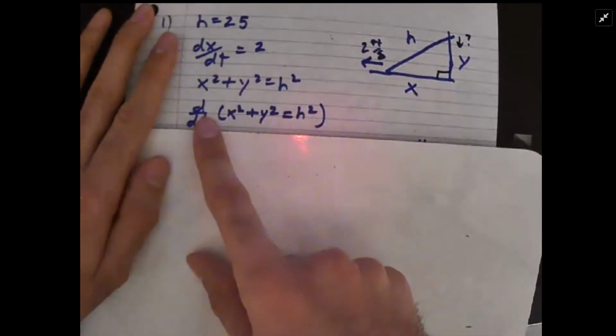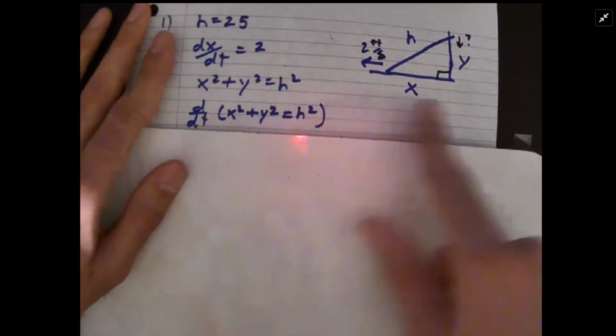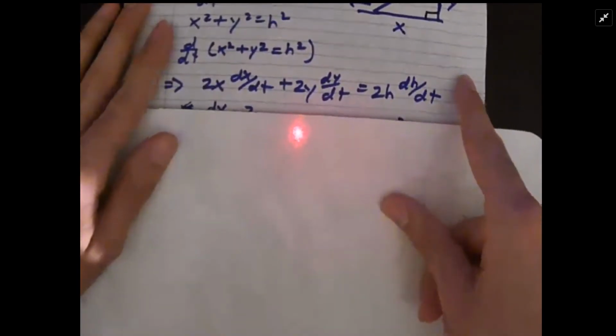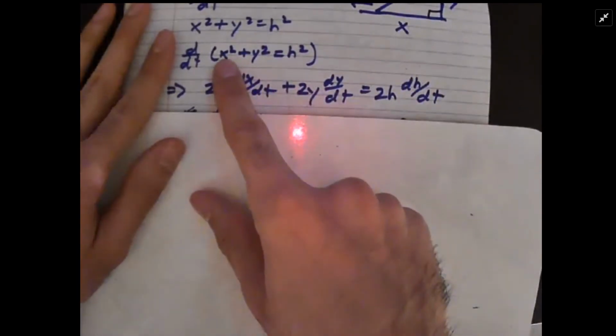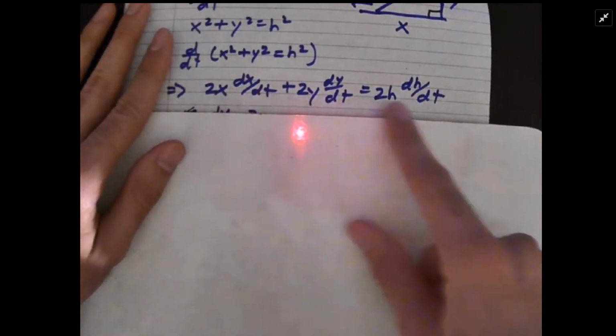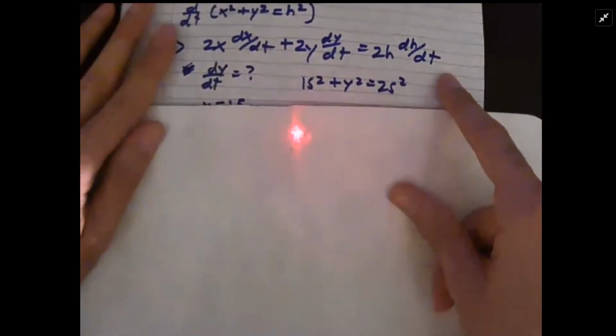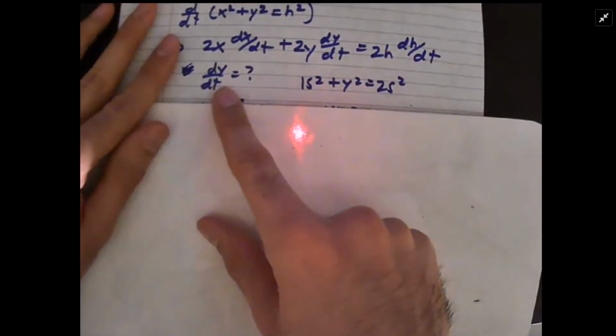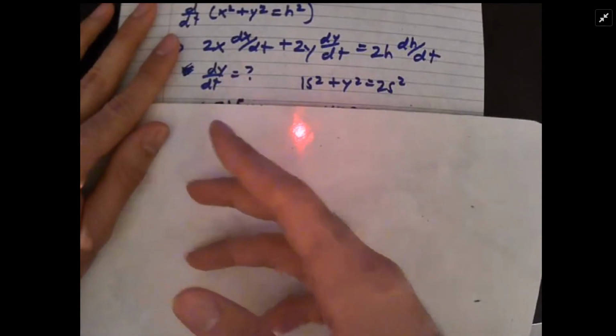If I take the derivative with respect to time of both sides, then what I can find by using the chain rule is important here. When you apply the chain rule to this x squared, you get 2x dx over dt plus, and you can read the rest. So we want to find out what dy dt is when x equals 15. That's the first part of the problem.